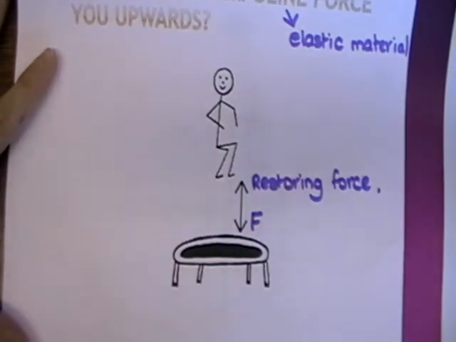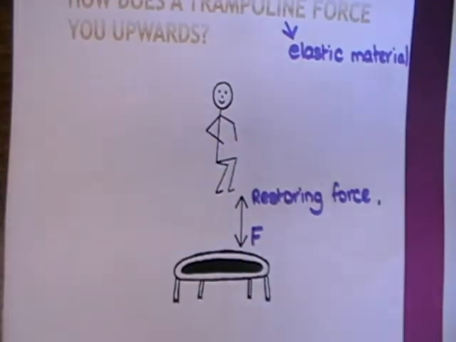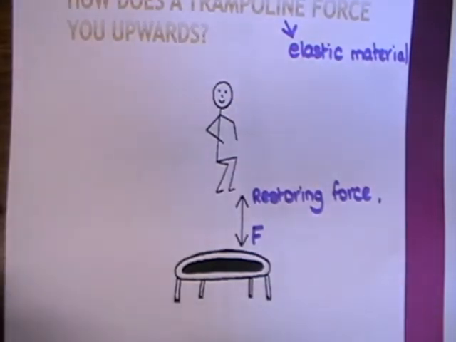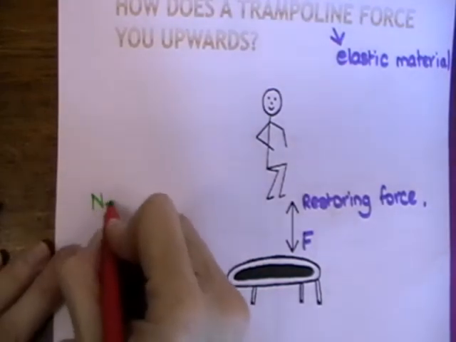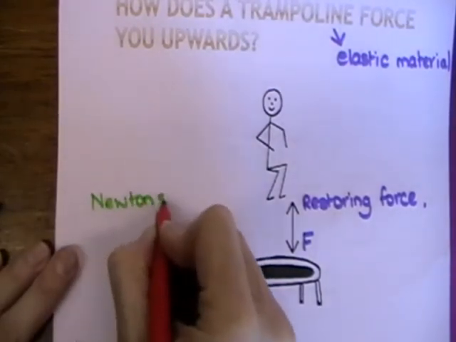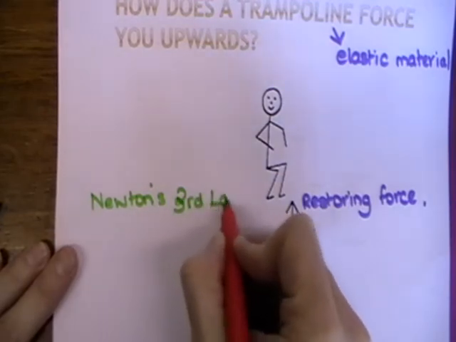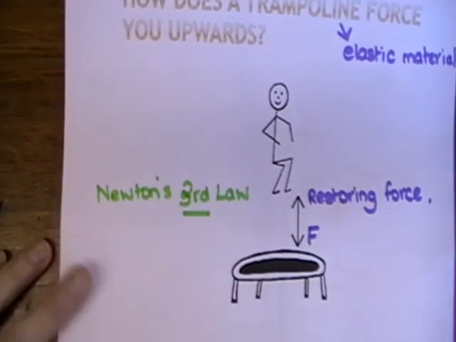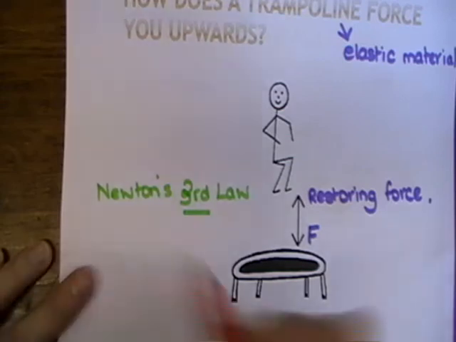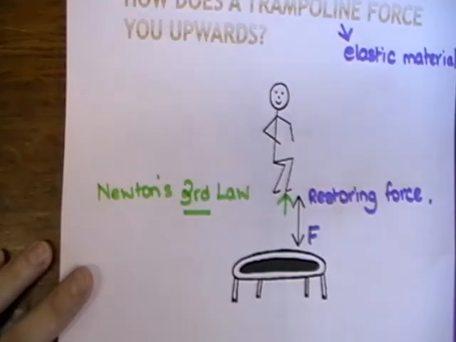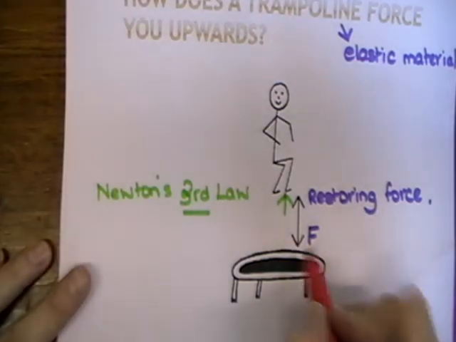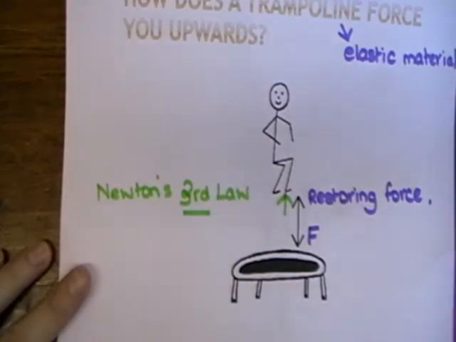And we say this is an example of something called Newton's third law. We know of Isaac Newton, who came up with a whole lot of laws about gravity and things like that. Newton's third law says that if you exert a force on an object, it will exert an equal but opposite force on you. So there's an equal but opposite force exerted on you by the trampoline because you're exerting a downward force on the trampoline.